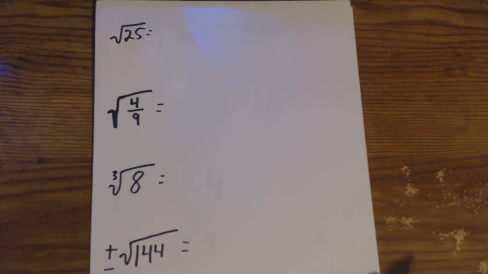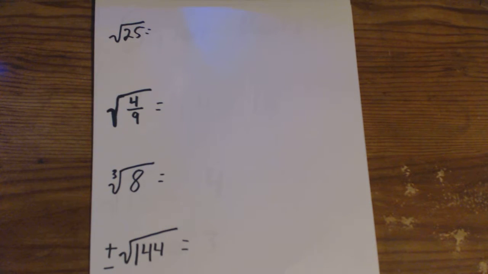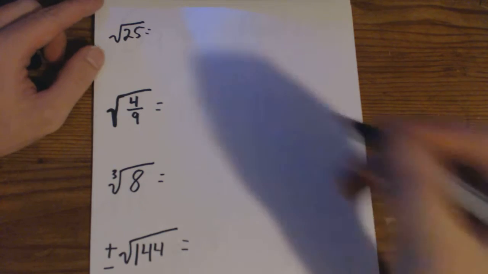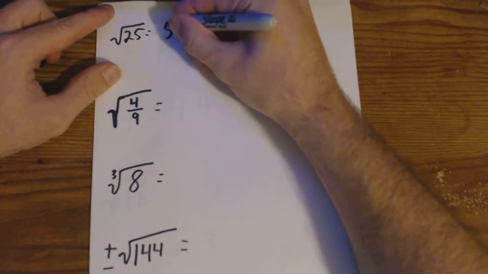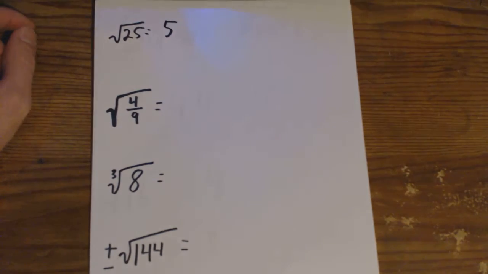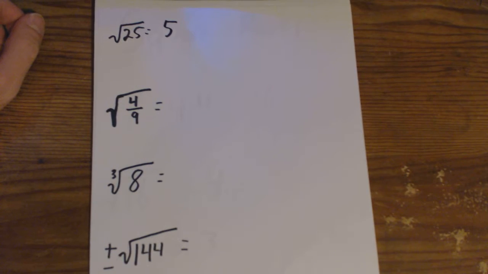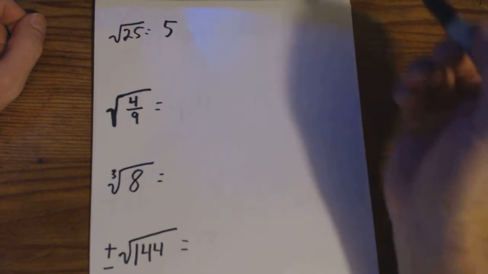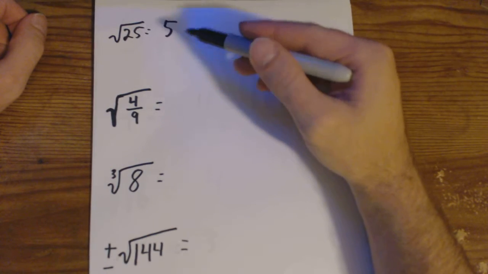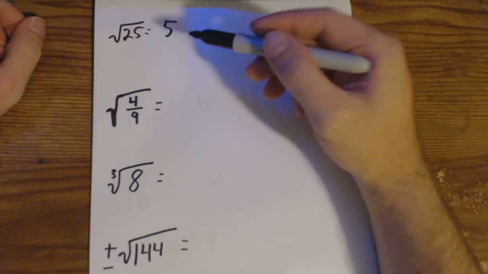Okay, the square root of 25, that's pretty easy. What times itself would give us 25? That's just going to be 5. It's something that you probably know from when you learned your multiplication tables, we're just thinking of them backwards. You learned that 5 times 5 is 25. Well, the square root of 25 is 5. We're just working those multiplication tables backwards.